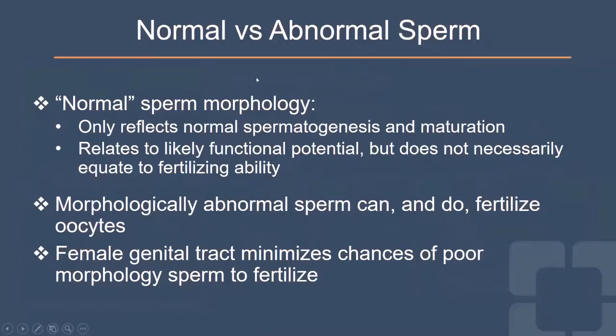But if we compare normal spermatozoa versus an abnormal spermatozoon, normal sperm morphology only reflects normal spermatogenesis in the testis and normal epididymal maturation. And it also relates to likely functional potential, but does not necessarily equate to fertilizing ability. And the emphasis here is on likely. On the other hand, morphologically abnormal sperm can, and they do, fertilize oocytes. And there we still have to understand the female genital tract and the mechanisms of how the female genital tract selects sperm, much more than we do at the moment.